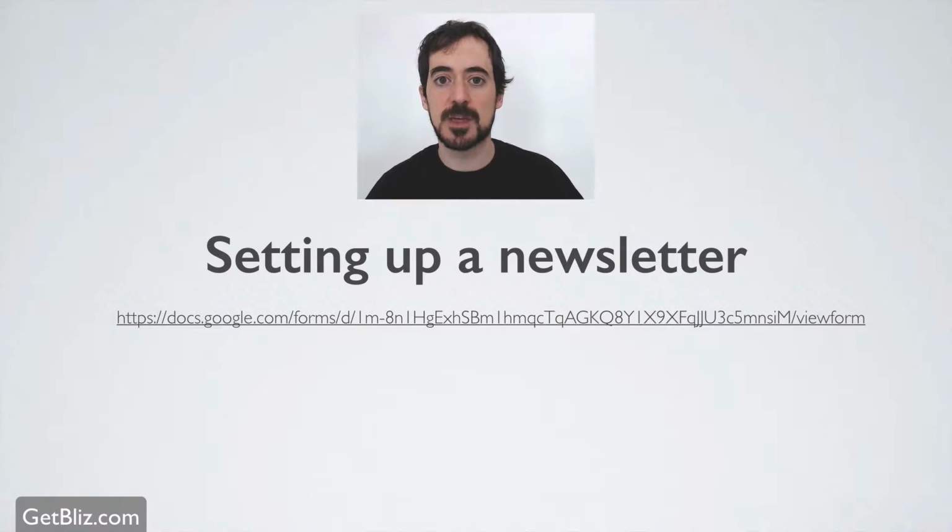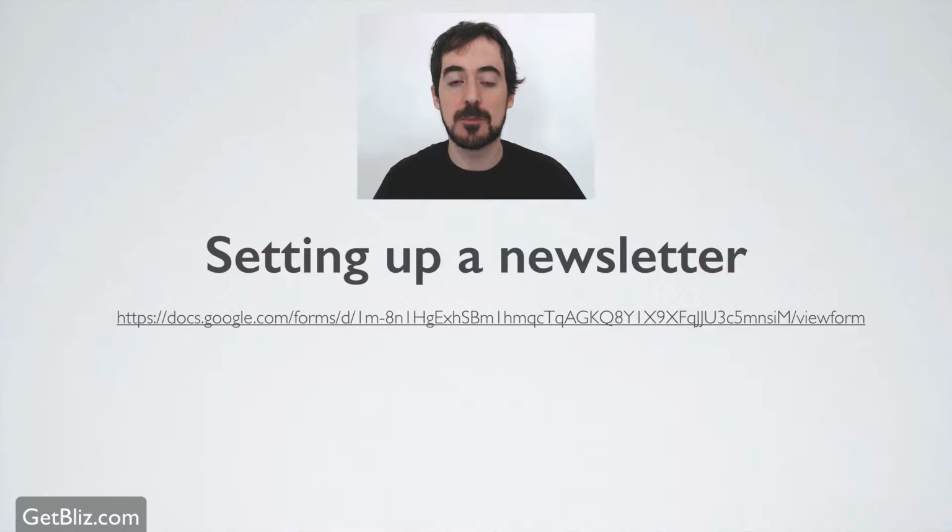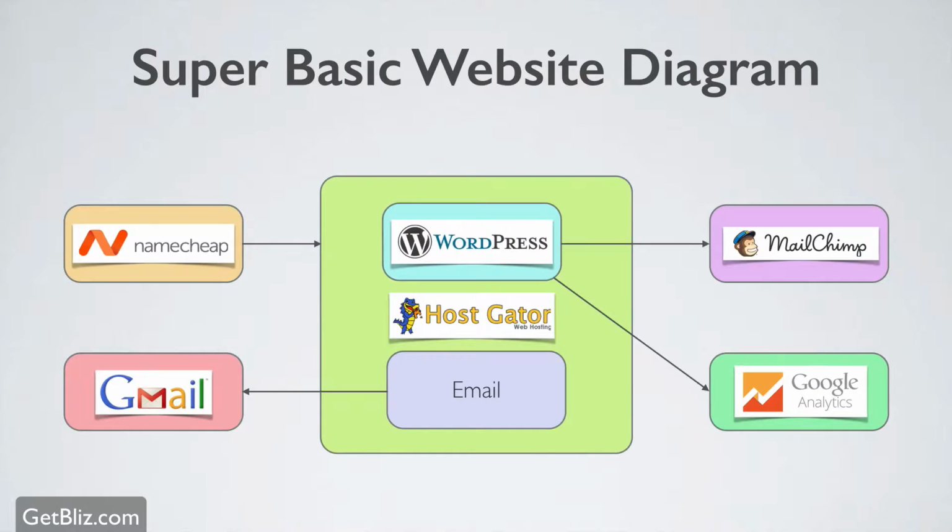All right, the next step is coming up with a system to collect email addresses so we can put them on our Mailchimp account and then send newsletters. Very important. So in this video, I'm going to show you how to do that using WordPress. So here is our super basic website diagram. And what we want to do is connect WordPress to our Mailchimp account.